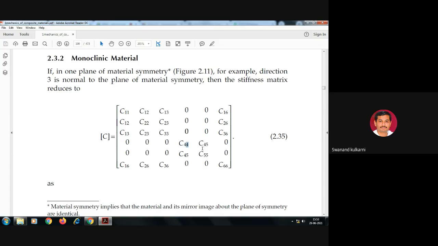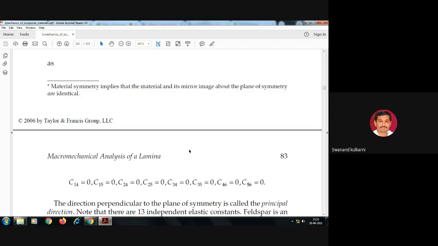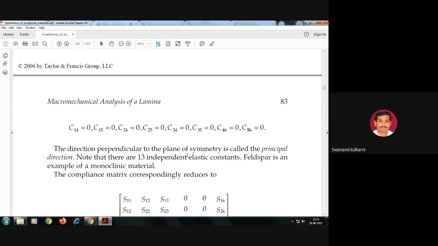Then C44 is 10, C45 is 11, C45 is already covered here, this C55 which is new here, this is 12, C16, C26, C36 are already covered here in this particular column. This total row is present and new material is C66. So how many constants are there? Total constants if we count, then this count is totally 13. Is it okay? So 13 independent elastic constants are required in order to represent the monoclinic material.